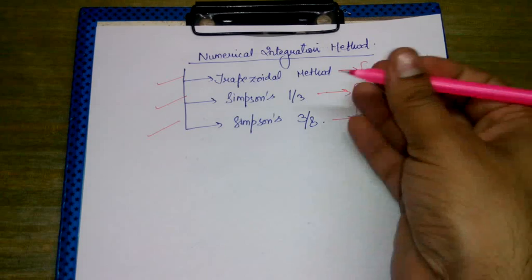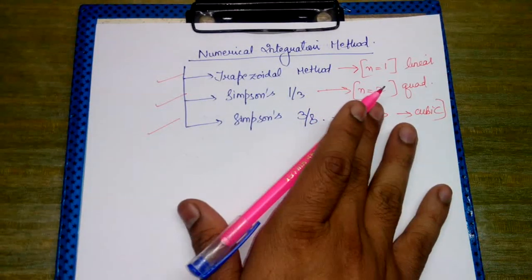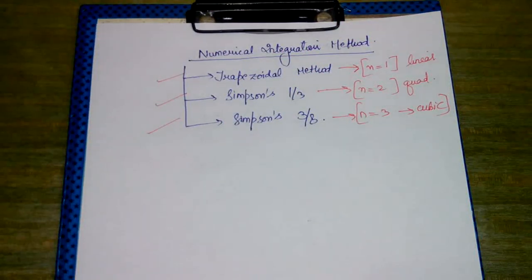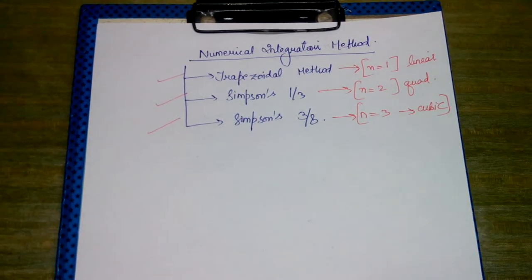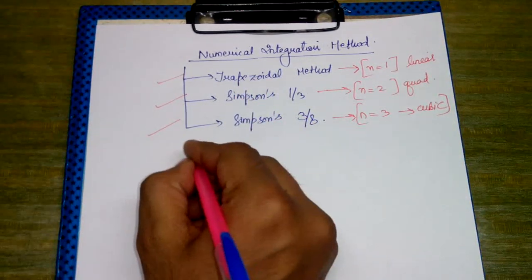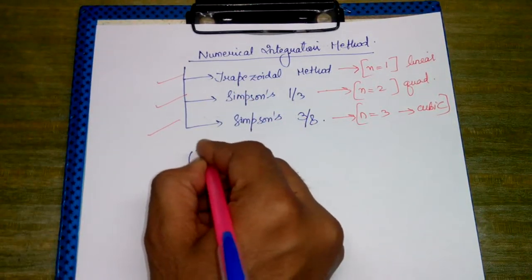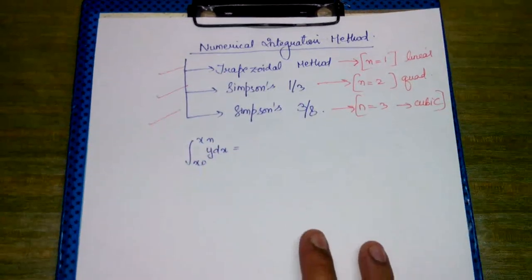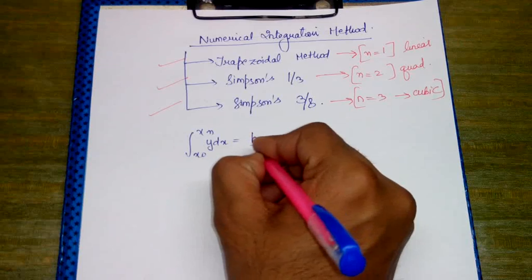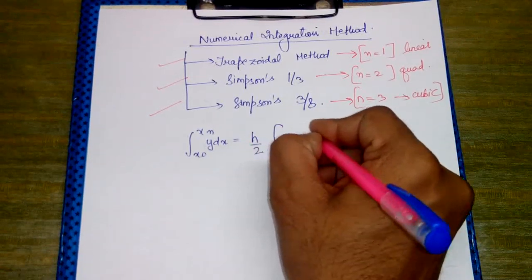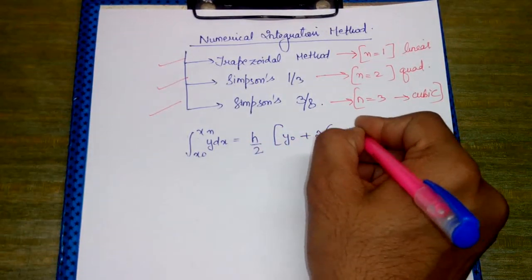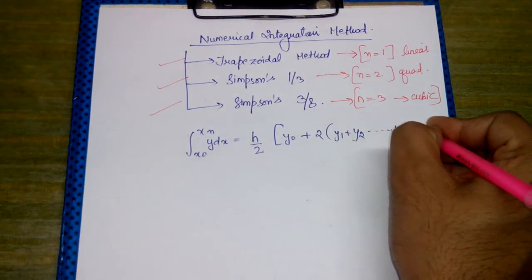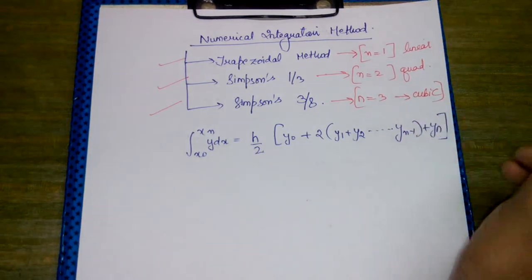Now I will simply tell you the formula, because if we remember the direct formula, that is very good, since the question is formula based. Apart from this, no other question is ever asked separately. The general formula: integral from x0 to xn of y dx, where we are evaluating the area under the curve by simple integration, is equal to h by 2 times y0 plus 2 times (y1 plus y2 and so on up to y of n minus 1) plus yn.